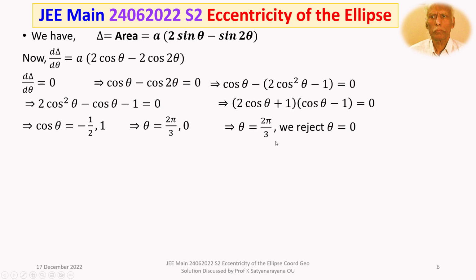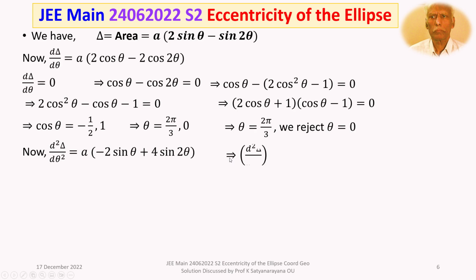So θ is equal to 2π/3 we have taken, and we go to the second derivative and see what happens to the second derivative when θ is equal to 2π/3. Let's see. So let us take the second derivative. That is equal to A times the derivative of 2 cos θ, which is minus 2 sin θ, and the derivative of minus 2 cos 2θ is plus 4 sin 2θ.